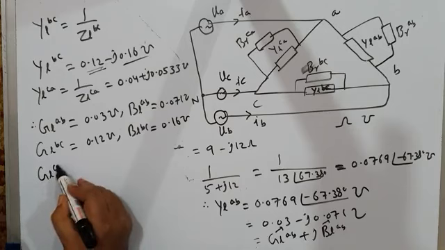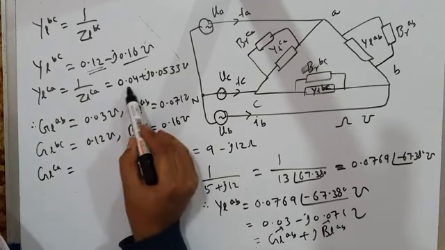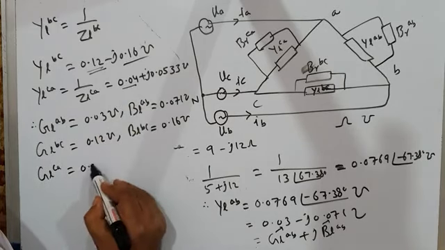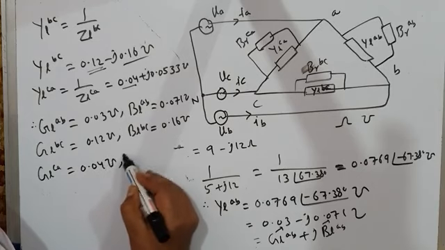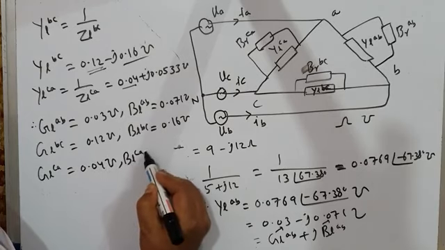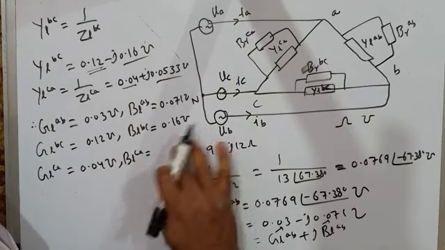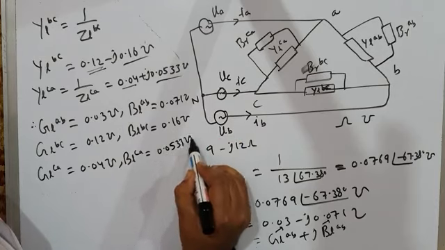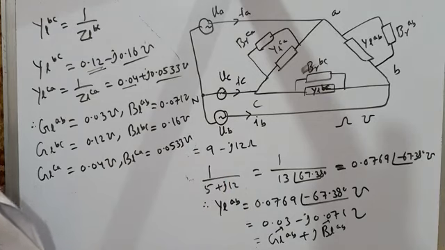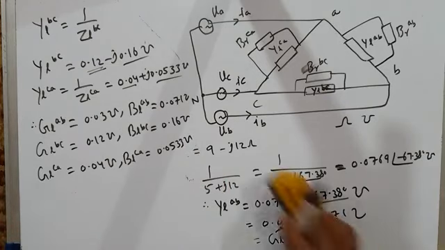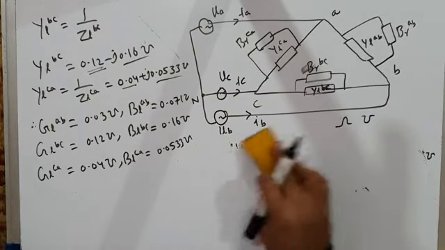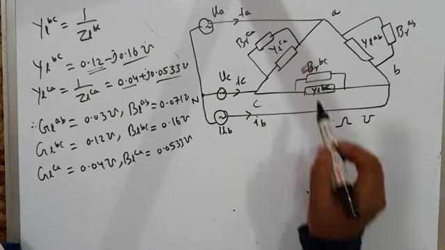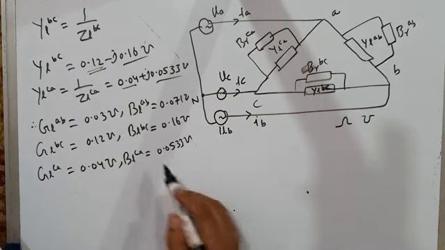Similarly, GLCA, conductance of CA load branch, is the real part, that is 0.04 mho, and its susceptance, that is BLCA, is the imaginary part of this, that is 0.0533 mho. So once you know all conductances and all susceptances, you can now find compensator branch parameters.